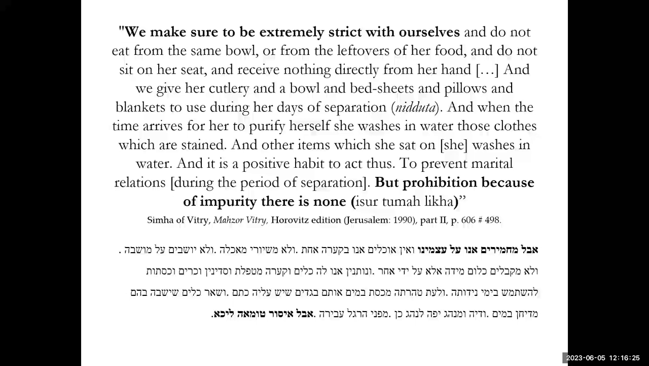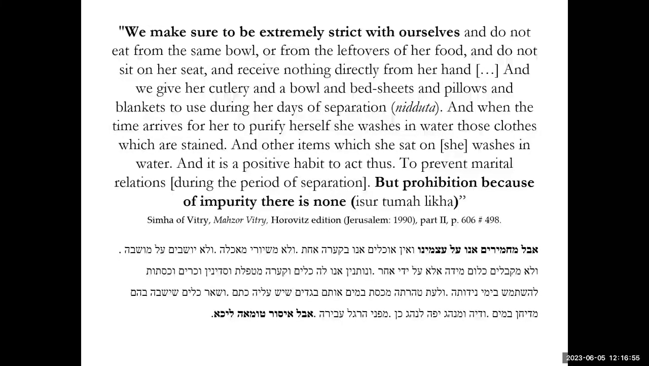and the framing of the whole thing. So we make sure to be extremely careful with ourselves, but prohibition because of impurity, isul tum'ah, there is none. The phrasing of the beginning in Hebrew, aval machmirim anachnu al etzmenu, is hard to grammatically translate to sound correct in English. The meaning is that we practice something which is not legally necessary, and yet we choose to carefully adhere to it as a rule.